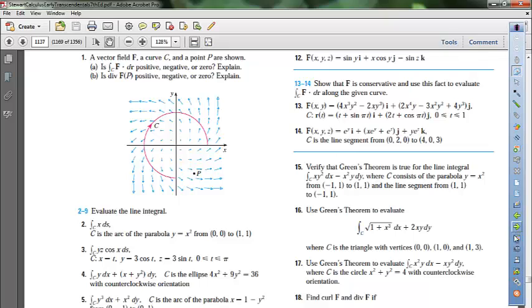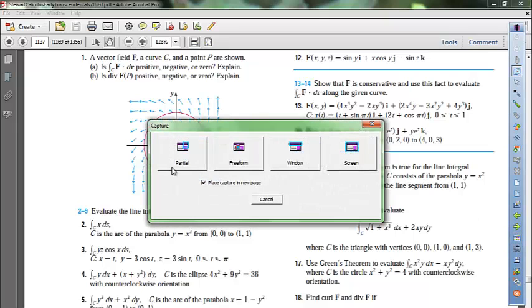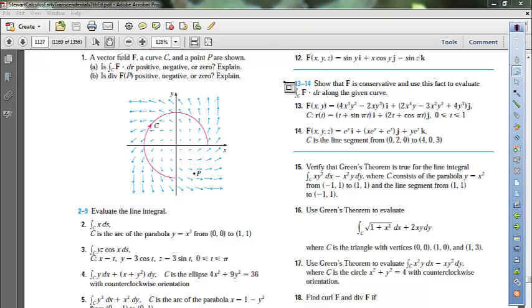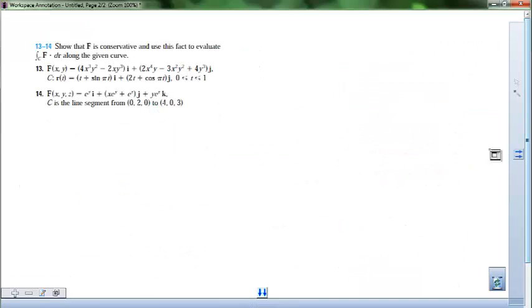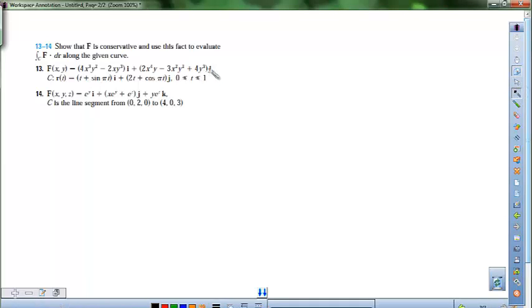So the first set of problems I want to look at are number 13 and 14. This is on page 1137 in your textbook. If you look at the problems that we have, we are given a vector field and a curve, and the curve is some open curve. So we have to show that it's conservative, and there are several ways to do that.